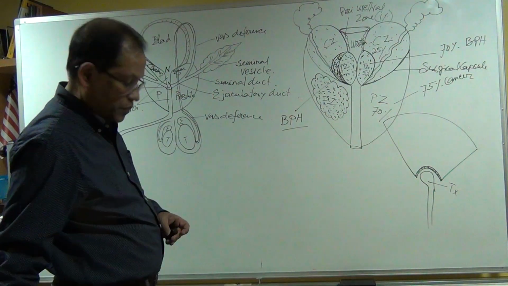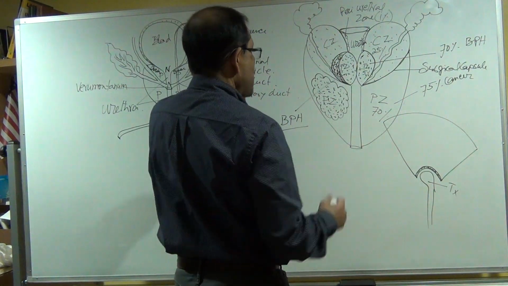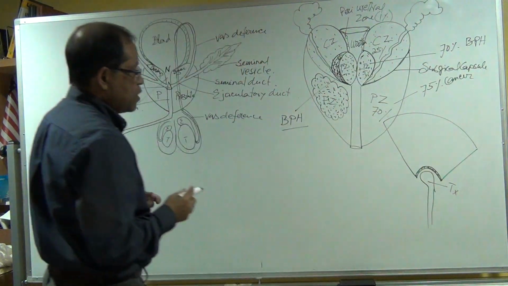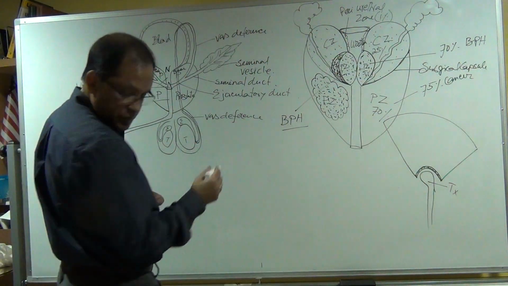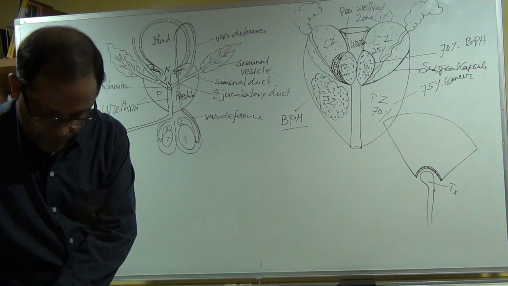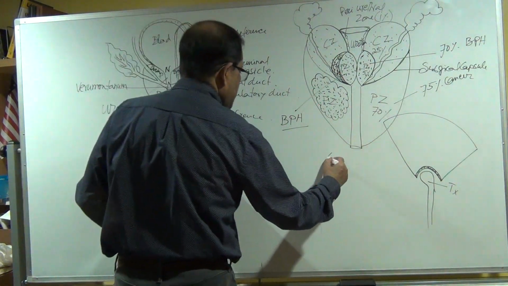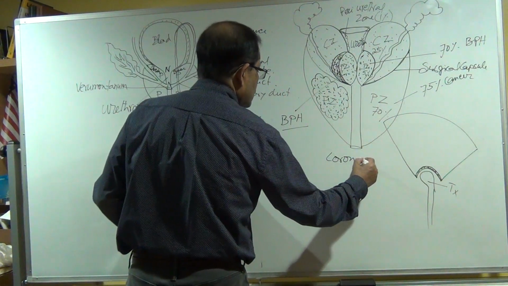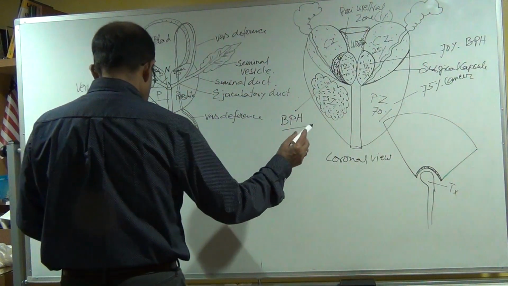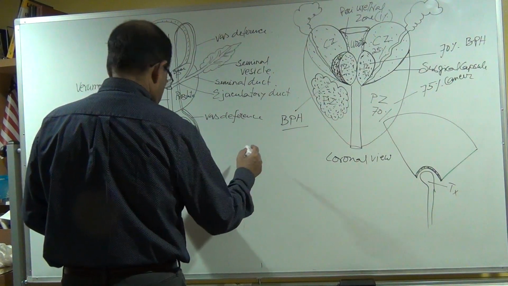And you need to know the zones. Okay, so I gave you, now I will draw another diagram. It's another diagram. This is a coronal view. Then to understand the zones, I'm going to draw the axial view.